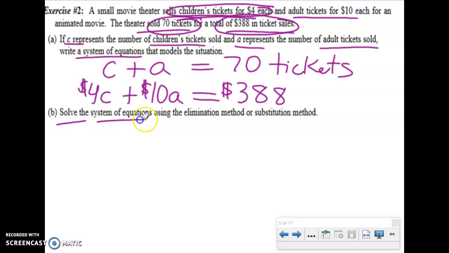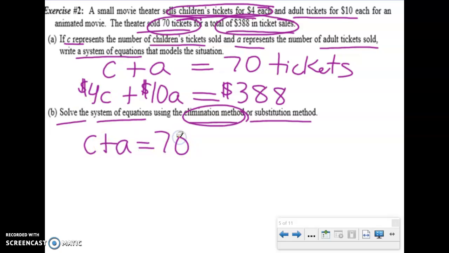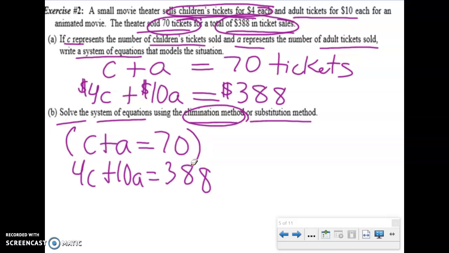Now we want to solve this system of equations using either the elimination or substitution method. Elimination method. Okay, so I'm going to come over here and write down the two equations. And this time I'm not going to do any labels so they don't get in the way. So 4C plus 10A equaling 388. Now, in order to create opposites, I'm going to need to multiply. I'm going to try to cancel out the C's. So if this is a positive 4 and this is only a 1 and a 1, what am I going to need to multiply by to get opposites? How about a negative 4?